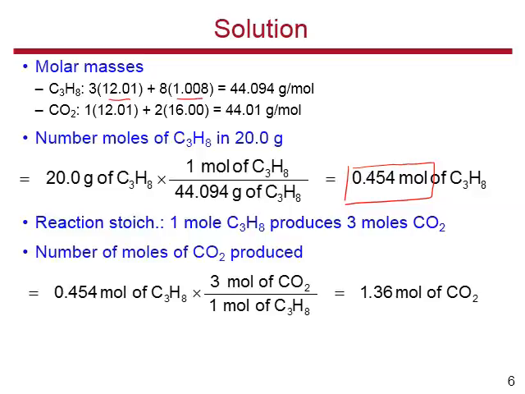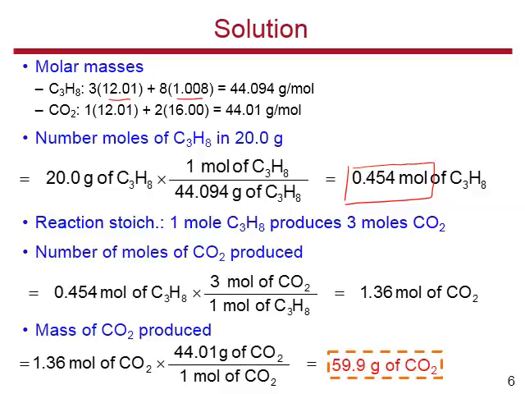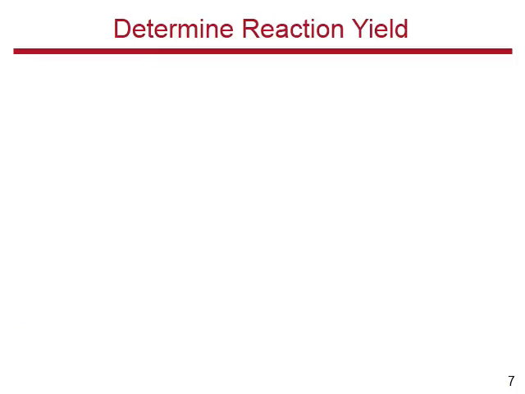Finally, we need to estimate the mass of carbon dioxide that is produced. You can simply obtain this by multiplying the number of moles, which is 1.36, by the molar mass of carbon dioxide, which is 44.01, and the final answer should be 59.9 grams of carbon dioxide that is produced in this chemical reaction. Now let's go through a few more important concepts in reaction stoichiometry.